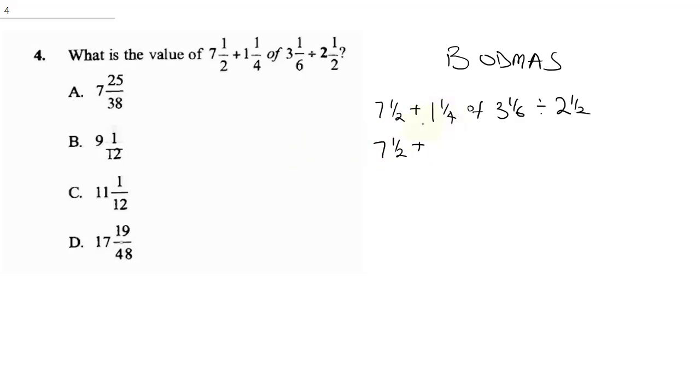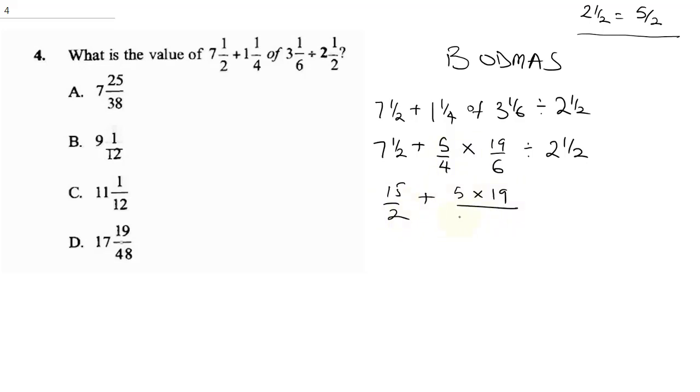So this will be 7.5 plus. Now I'm going to change this to an improper fraction. This will be 5 over 4 multiplied by, remember, your 'of' is going to become this, 19 over 6 when you change it to an improper fraction. Then divided by 2.5. The 7.5 is the same thing as 15 over 2 plus, now I'm going to change this as a unit, 5 times 19 all over 4 times 6, divided by 2.5. You know that 2.5 is the same thing as 5 over 2, so we change this to multiplication and put 2 over 5.